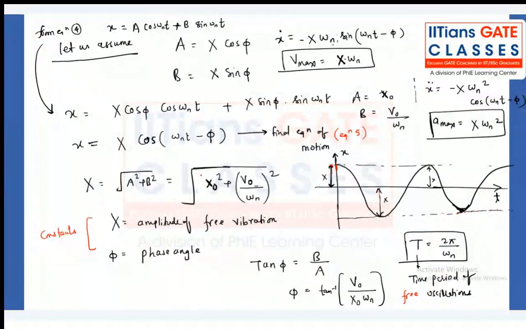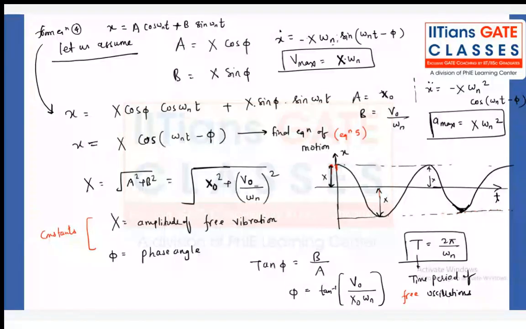The same equation number 4, I am modifying to get equation number 5. See, equation number 4 and equation number 5, there is no difference. I'm just converting into a common format. What is the common format? This is the common format. How to get that? No, it's not your task to do that. A is equal to X cos phi. B is equal to X sin phi.